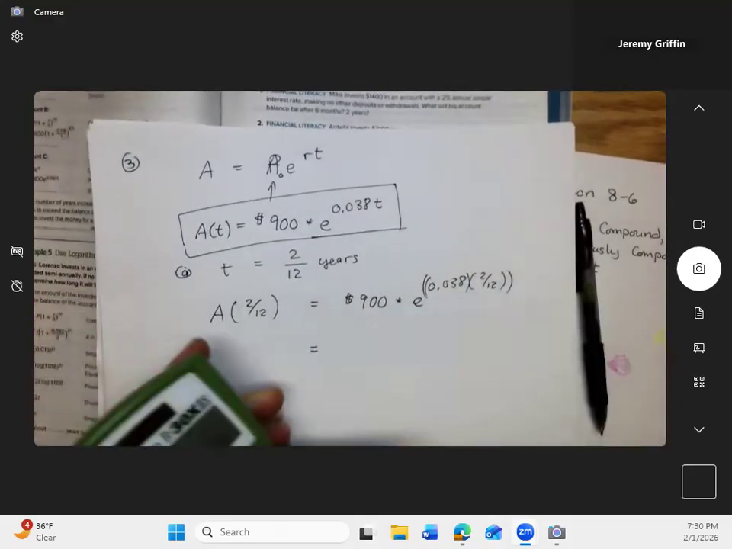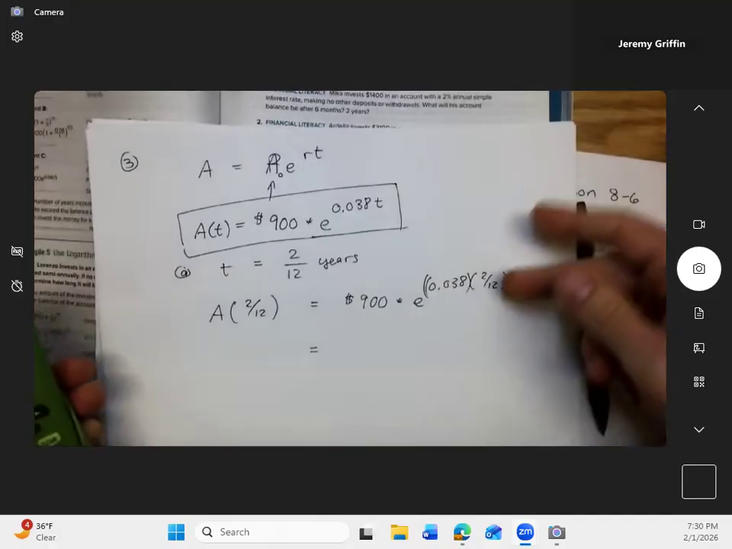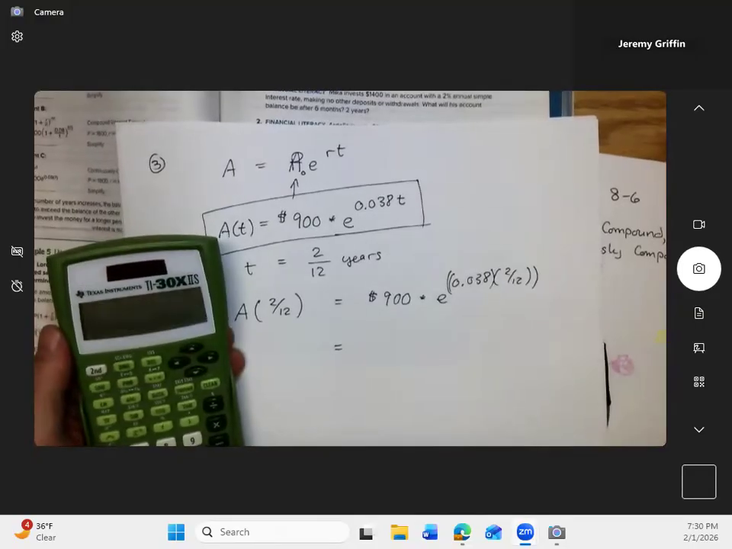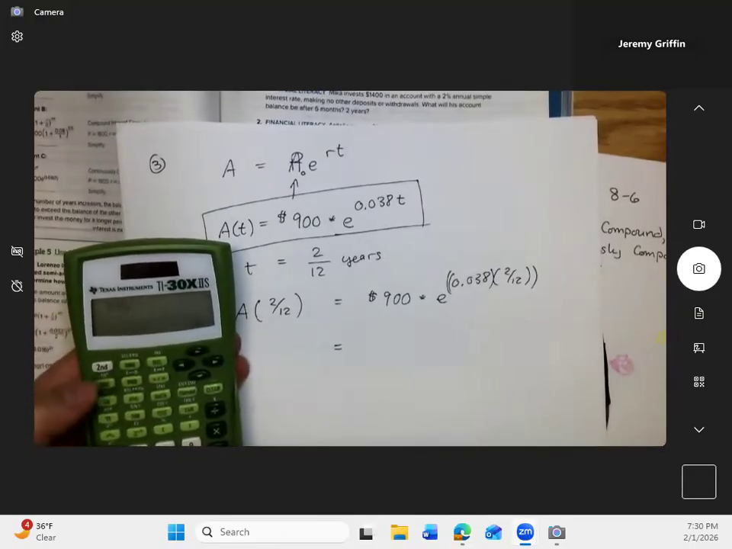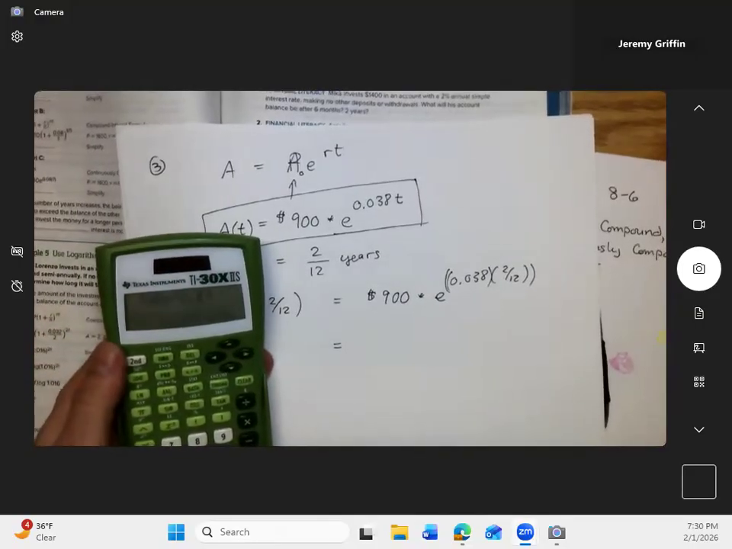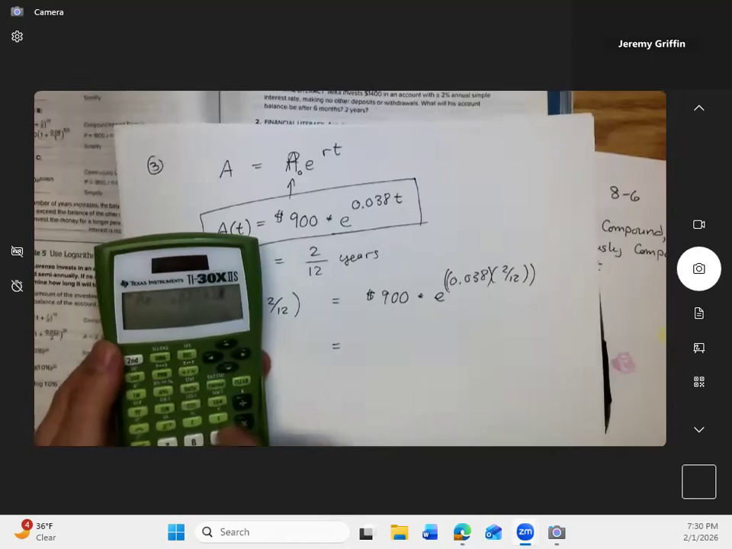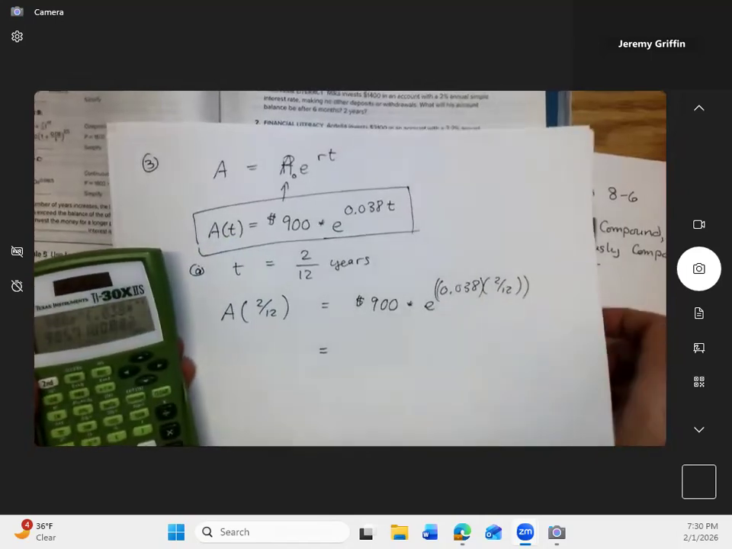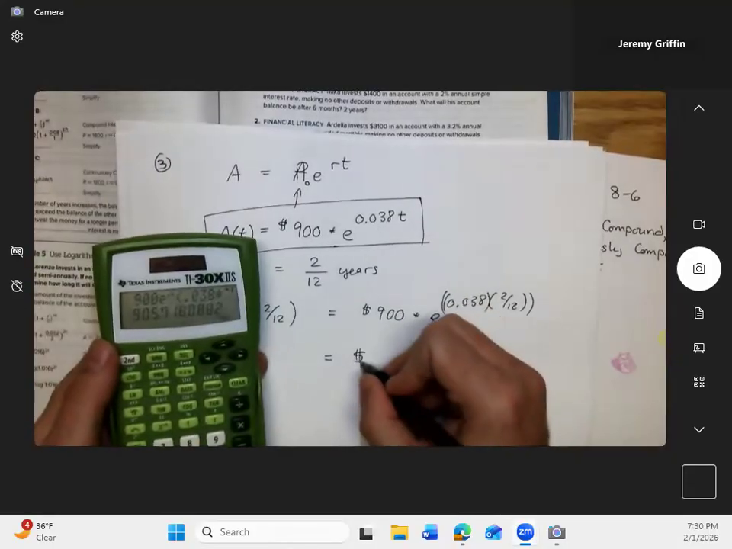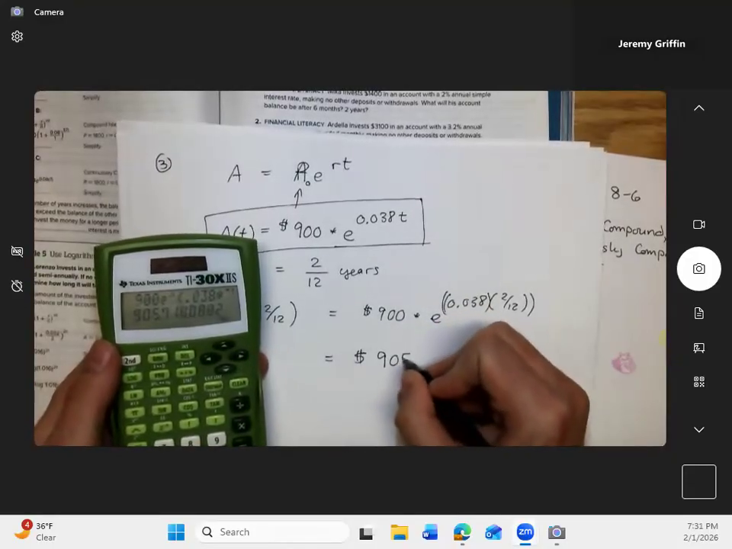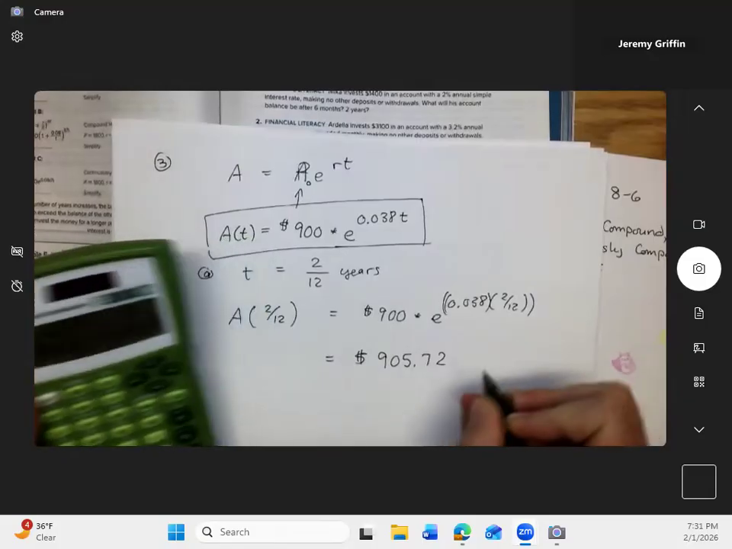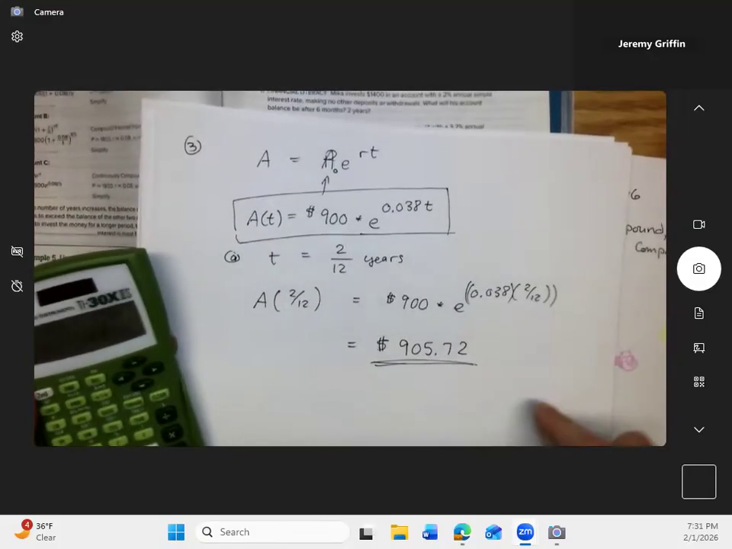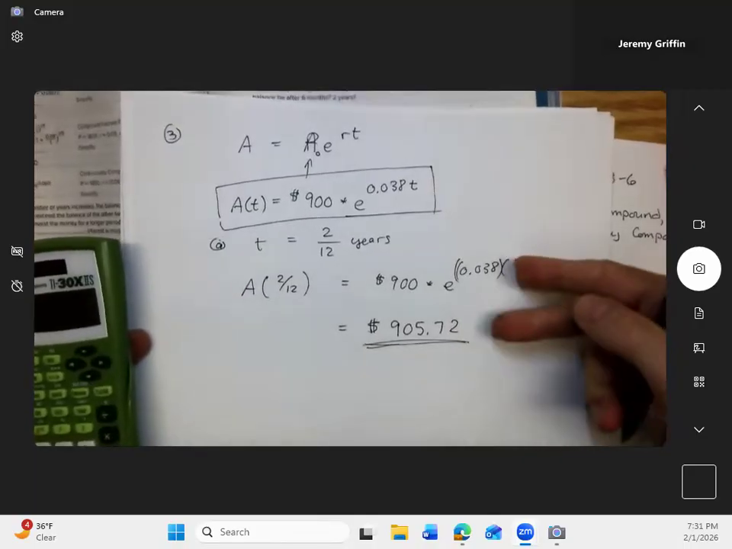Now, if only 2 months have gone by at this relatively small interest rate, it's probably not going to be much more than 900, but let's see exactly. 900 e to the power of 0.038 times 2 on 12, all in parentheses, is $905.72. So yes, a small interest rate for just a couple of months, it didn't go up very much.